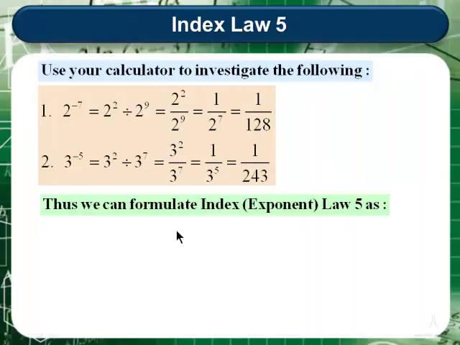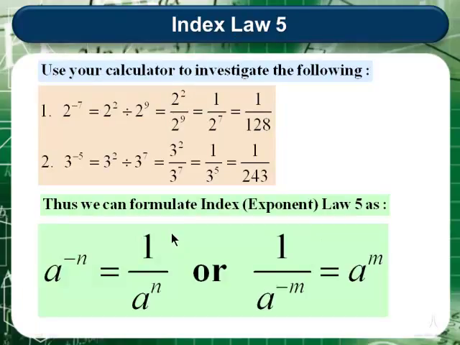So we can therefore formulate index law number 5: if we have a to the power minus n, remember this is over 1, we can write it as 1 over a to the power n. So that's the way of making a negative index a positive index. And in a similar way, if we have 1 over a to the power minus m, you can write it as a to the power m.